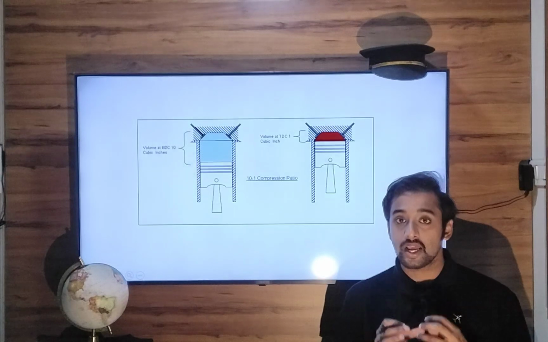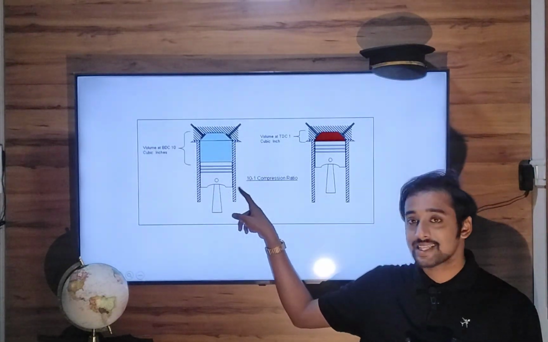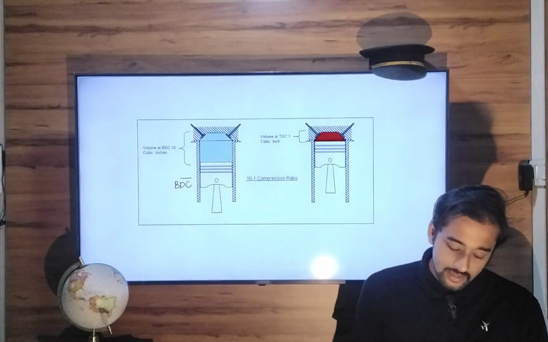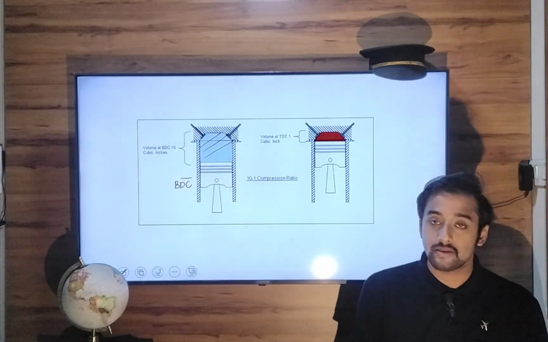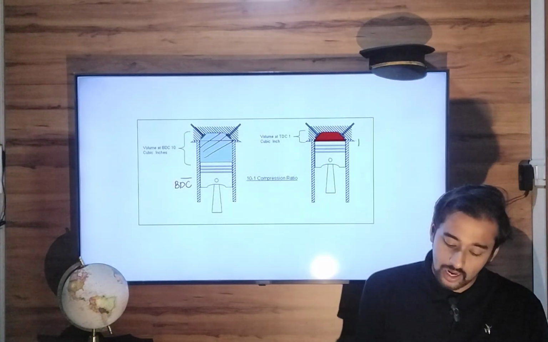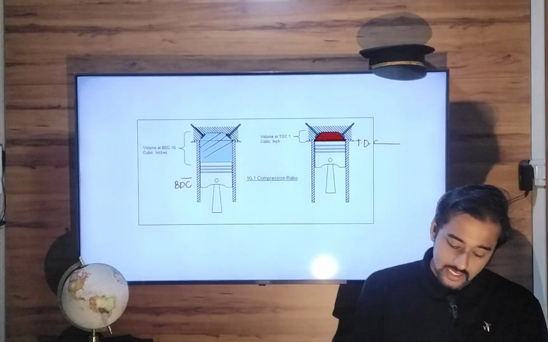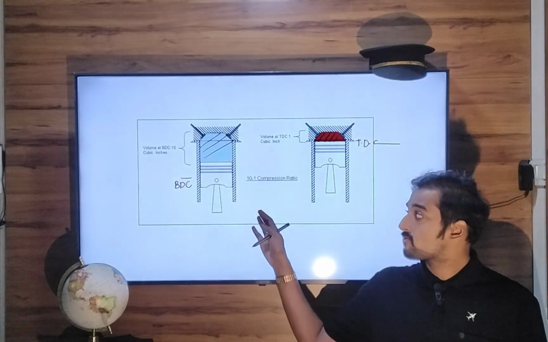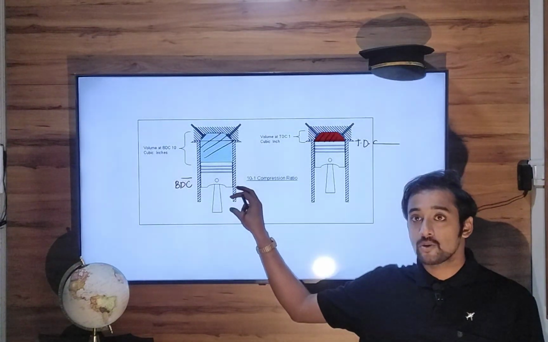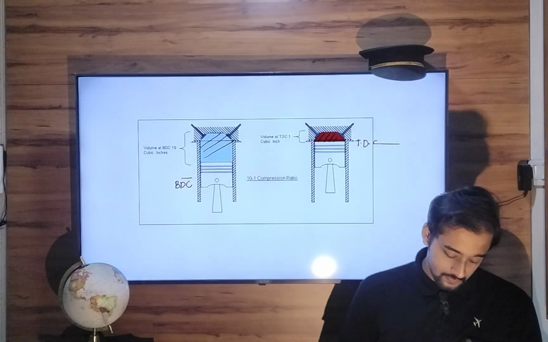Compression ratio is the ratio of the cylinder volume when the piston is at the bottom dead center. So when the piston is at bottom dead center, you have that much volume in the cylinder. When the piston goes to the top of the cylinder at top dead center, you have a small volume in the cylinder. So the ratio of the volume when the piston is at the bottom compared to the volume when the piston is at the top is called compression ratio.